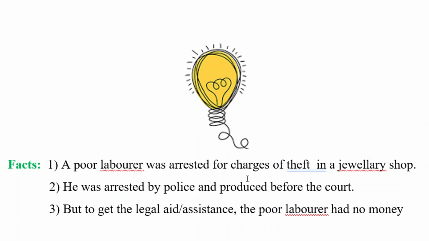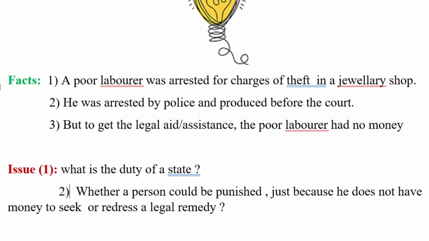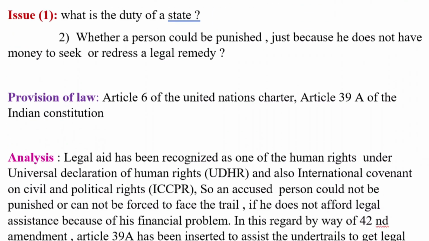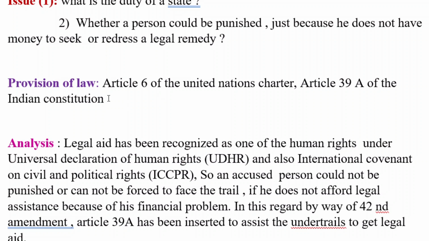A poor laborer was arrested for charges of theft in a jewelry shop. He was arrested by police and produced before the court. But to get the legal aid assistance, the poor laborer had no money. So in this way, we have to write the facts, we have to frame the issue, and we have to find out the provision of law.